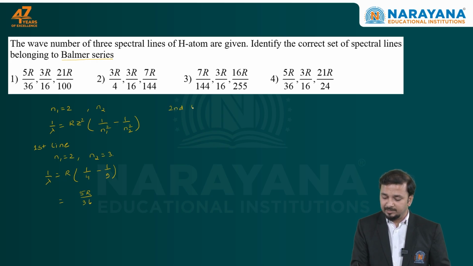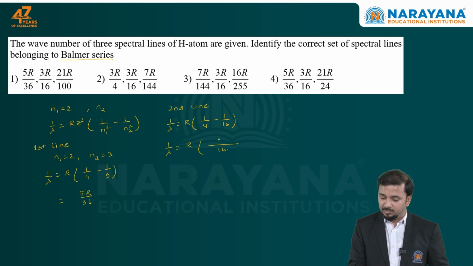For the second line, if we calculate, we'll get 1 upon lambda is equal to R into 1 by 4, and N2 will be 4, so it is 1 by 16. So 1 upon lambda will be equal to R; we'll take 16 as the LCM, so it will become 3 by 16. So 1 upon lambda is 3R by 16. So 5R by 36, 3R by 16. Now the third line.